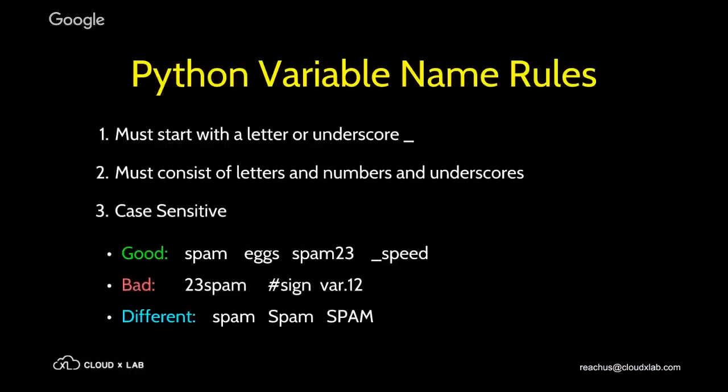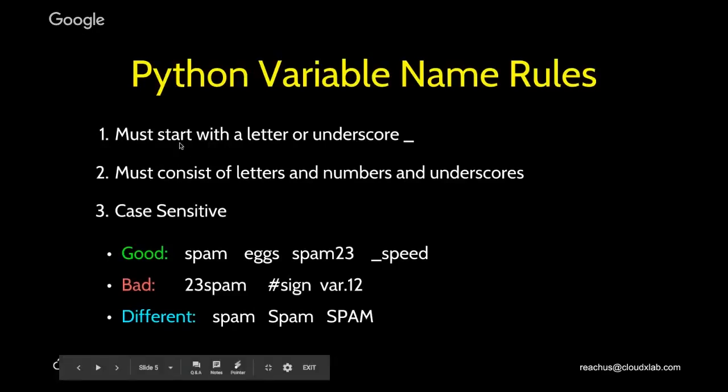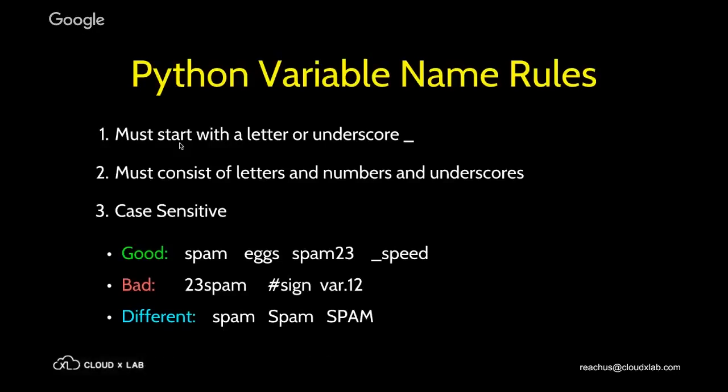The rules with respect to the Python variable: you can keep any name, as long as the name starts with a letter or an underscore. The first character can only be a letter or an underscore, while the rest of the characters can be letters, numbers or underscores. Space cannot come in the variable name. A good example of a Python variable name is spam, eggs, spam23, underscore speed, while a bad example is 23spam, because it starts with a number, so it is an invalid variable name. A hash sign is anyway a comment, so this will not be accepted. Similarly, var.12 is an invalid variable name. It totally changes the entire meaning.